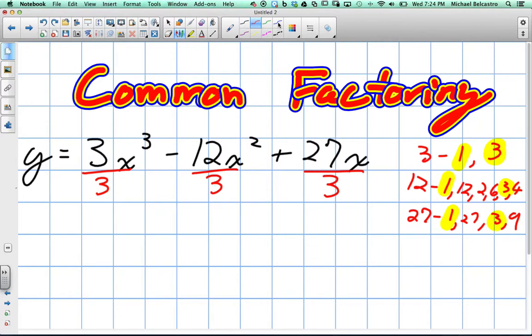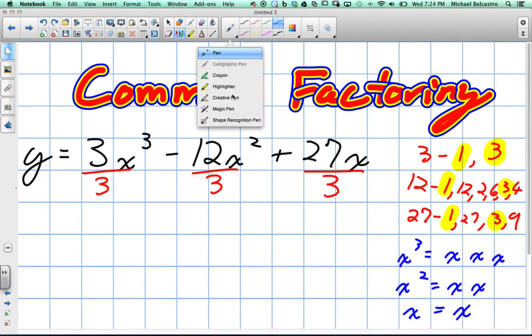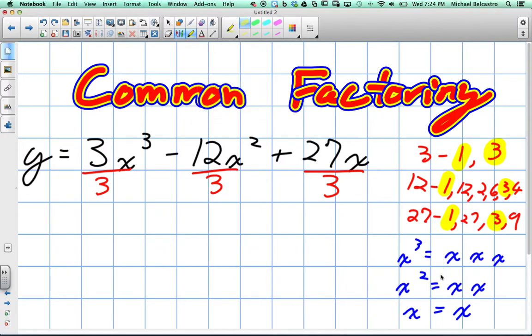The other thing about this is the variable. And sometimes it can be hard to see a common factor of a variable. Well, let's think of it this way. x cubed can also be written as x times x times x. In other words, 3 of them. x squared could be written as x times x, and x can just be written as the value of x. Well, what we do here is we try to take out the same amount of variables from all 3, as many as we can, okay?